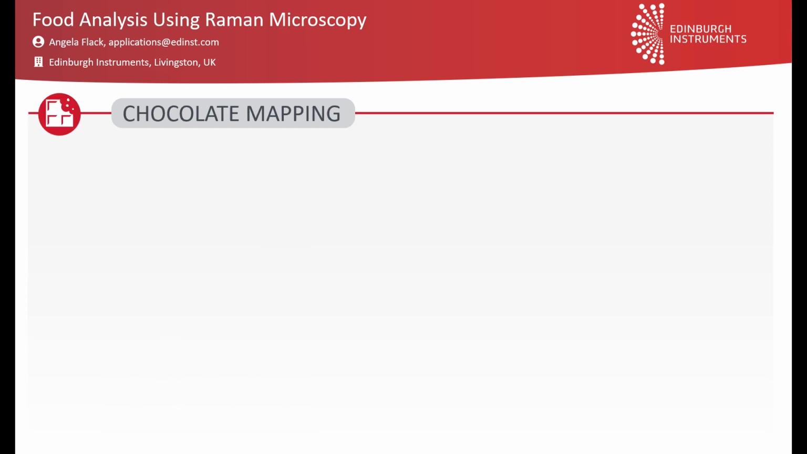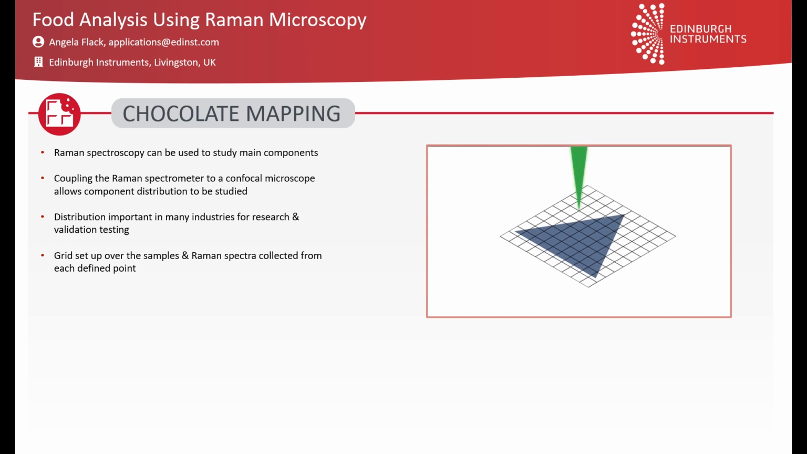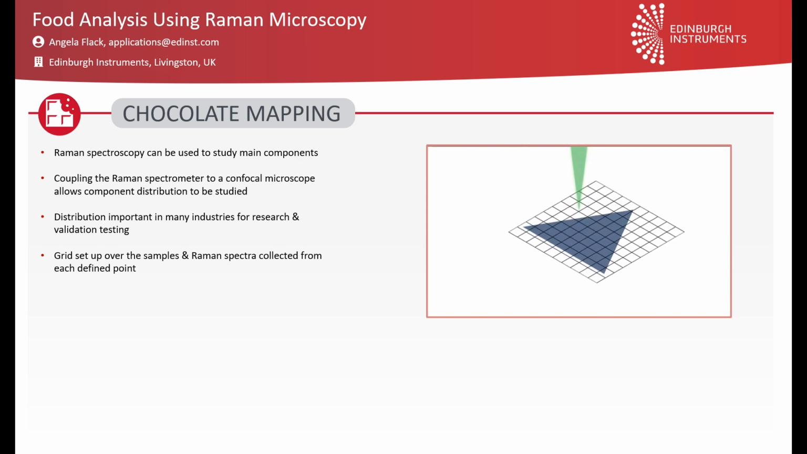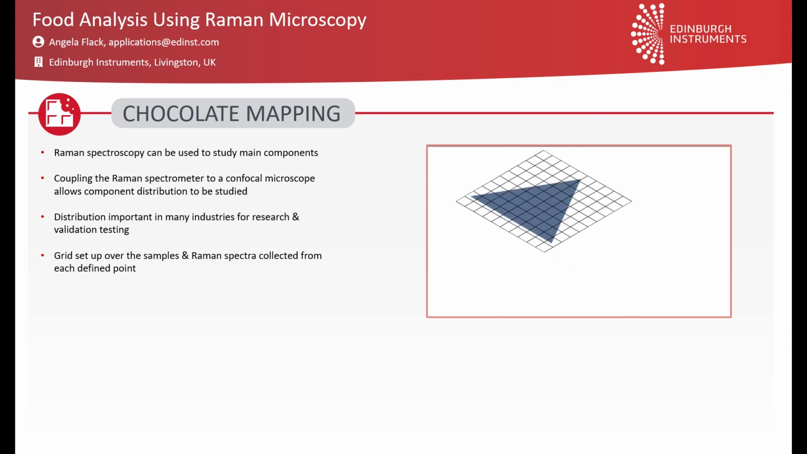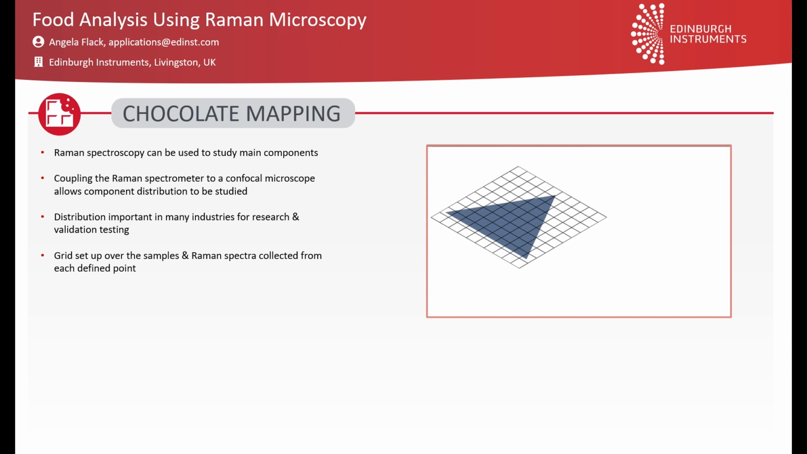The previous 3 examples have highlighted how useful Raman spectroscopy is in the food and drinks industry. However, what else can our Raman instruments offer you? Well, they're coupled to confocal microscopes. Thanks to this coupling, we can now perform Raman mapping. In Raman mapping, the sample is visualized underneath the microscope, and a grid is set up over the sample area to be mapped, with the user determining the step size, i.e. how often to take a Raman spectrum.